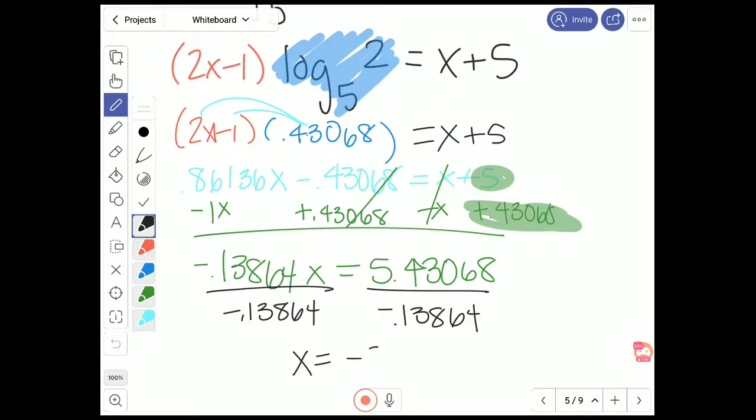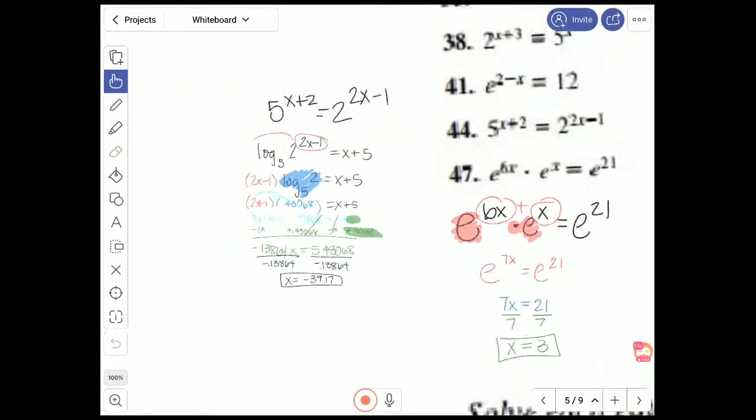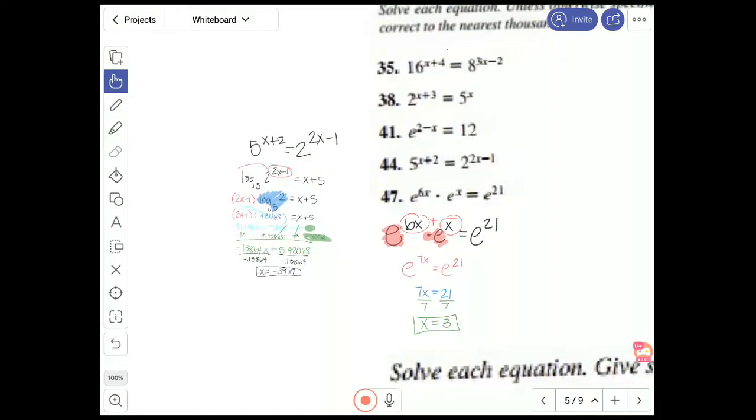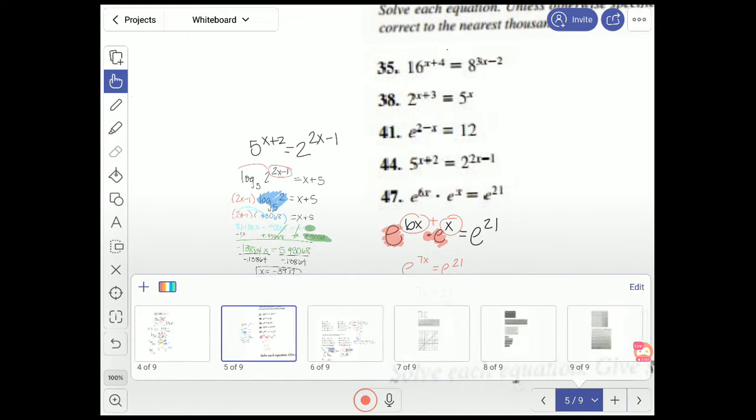Gives me negative 39.17. So that would be my answer to this question. Let's make sure I got that right. So this was question number 44. Okay, let's flip over to the answer key and make sure that I did that right.